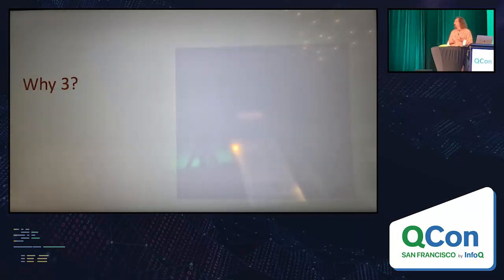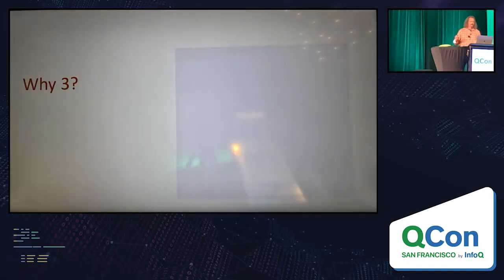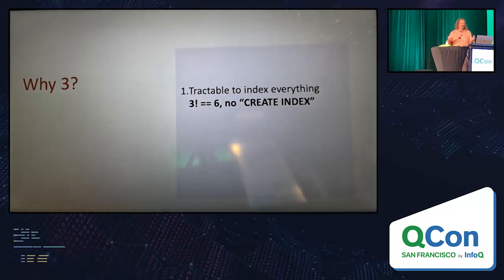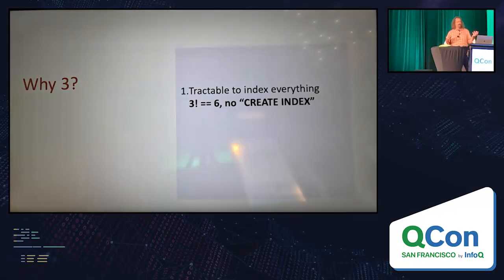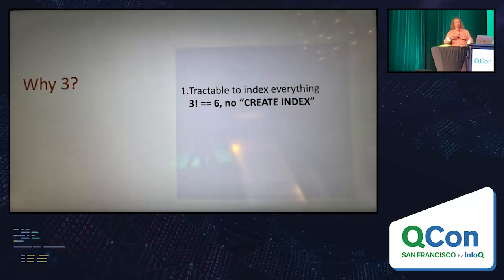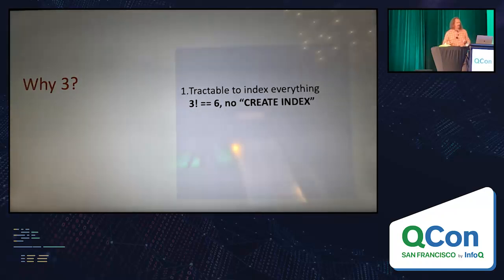Before we get too much further, here's a question: why only 3 things? Why not 2? Why not 4? Seems like kind of an arbitrary choice. The first reason, it's tractable to index everything. Like 3 factorial is 6. 6x is a reasonable write amplification if you're careful. So we can just index everything and say, look, edges are fast. There's no create index. They're just uniformly fast. They deliver random access. That's a guarantee that we can make. That's super handy.